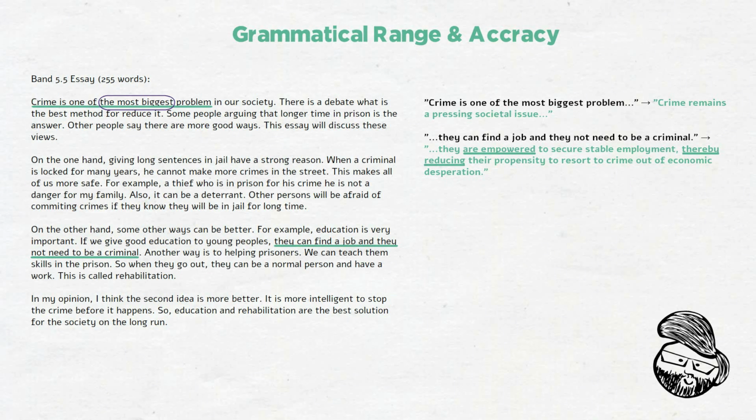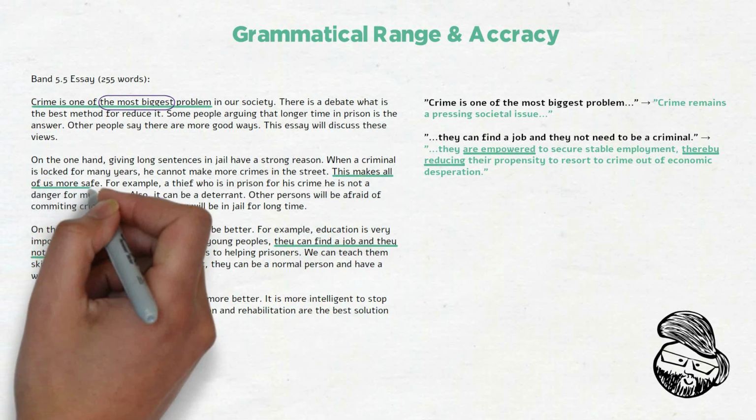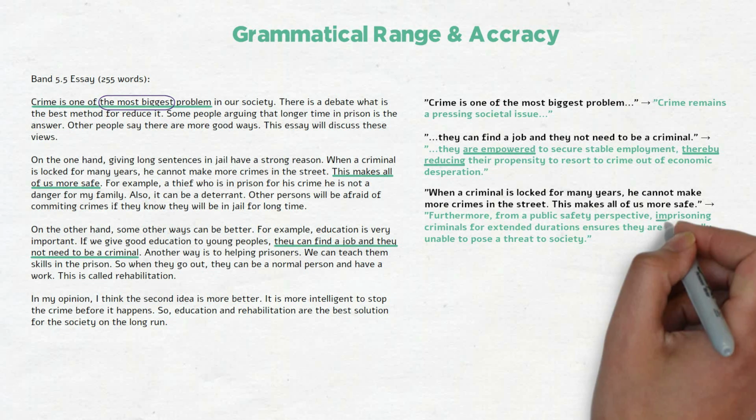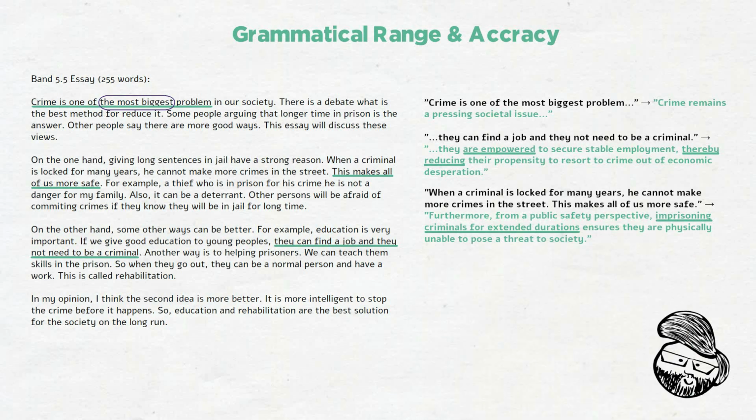However, simply being accurate won't get you to a Band 7. You also must demonstrate grammatical variety. The 5.5 attempt is dominated by basic short sentences like, "This makes all of us more safe." We need to weave these ideas together into more sophisticated complex forms. Through the use of complex noun phrases, such as imprisoning criminals for extended durations, alongside more advanced sentence architecture, we prove to the examiner that we have the grammatical agility and precision expected of a Band 7 or 8 candidate.